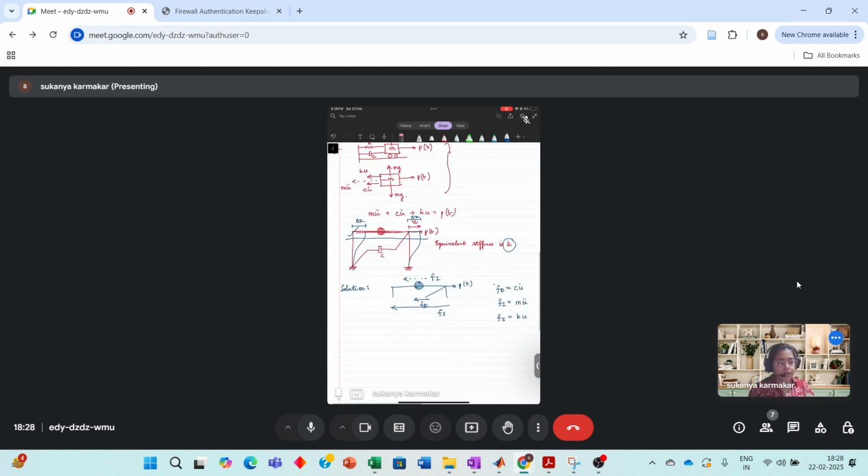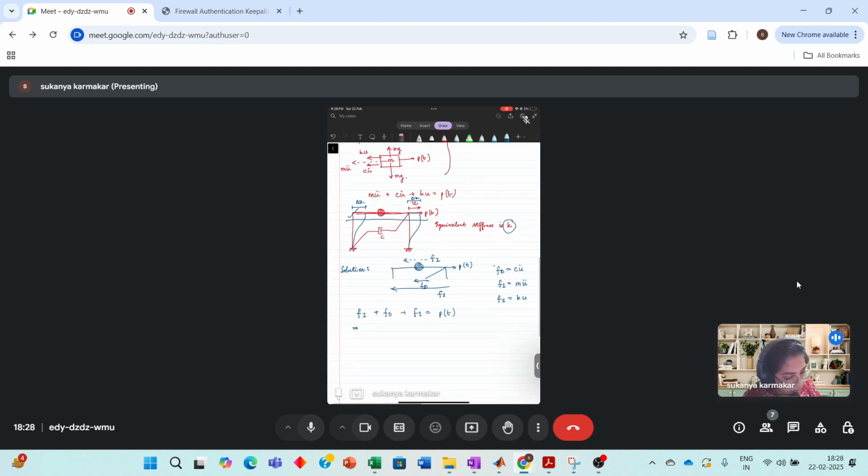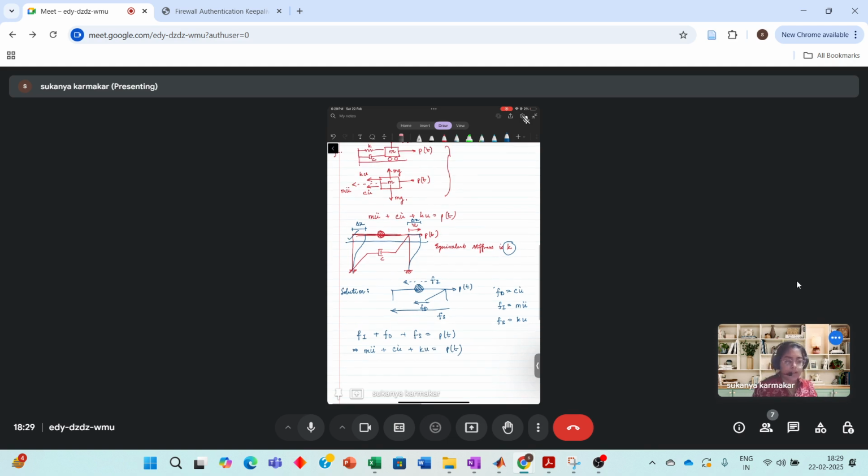Now I can write down the equilibrium equation of this mass in the horizontal direction. It will be Fi plus Fd plus Fs is equal to P of T. And if I substitute, it is M U double dot plus C U dot plus K U is equal to P of T. So you can see we get the same equation for it.